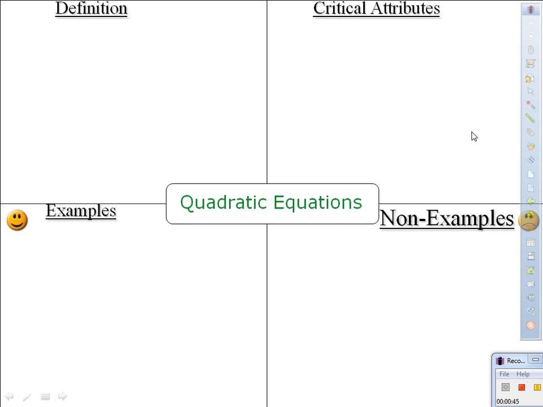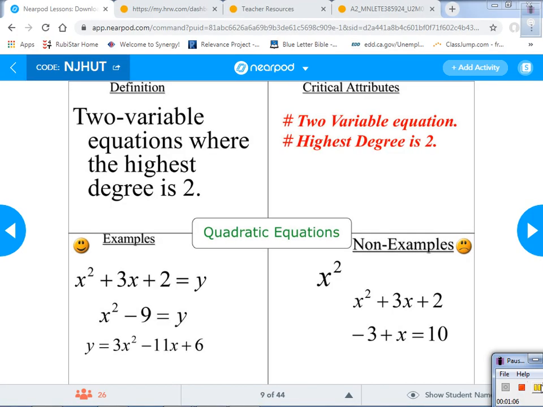Quadratic equations. Frayer model. Get that in front of you. And I want you to write a definition. Do not look at your notes. Just a definition. See how you do with that. Copy and go. Give you some time. So hopefully you have something like that. Yes? Pretty close? All right.